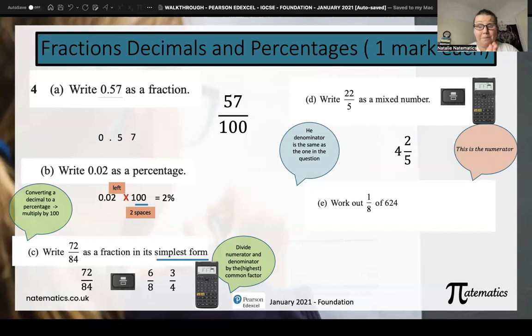Use your bus stop method. If it's a non-calculator paper and you have to convert a fraction to a decimal, divide the top number by the bottom number. I have a video on the bus stop method, so go and have a look. It's on YouTube.